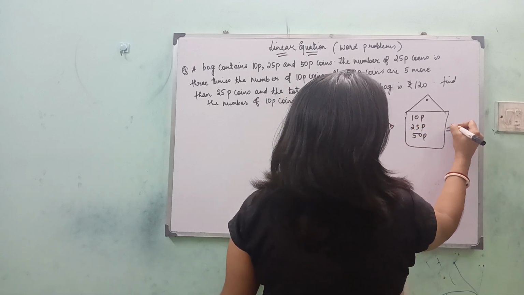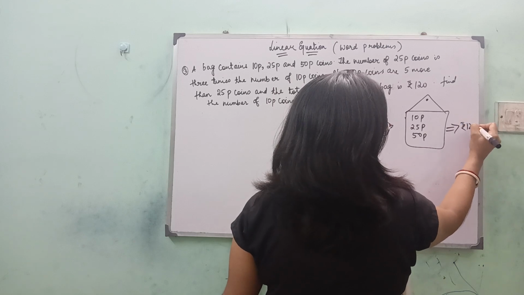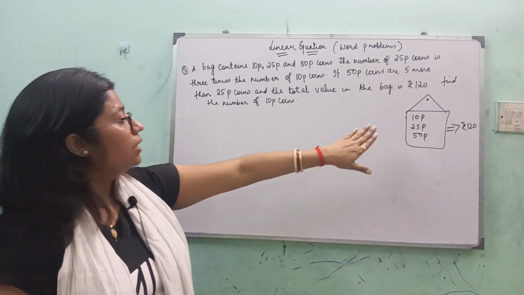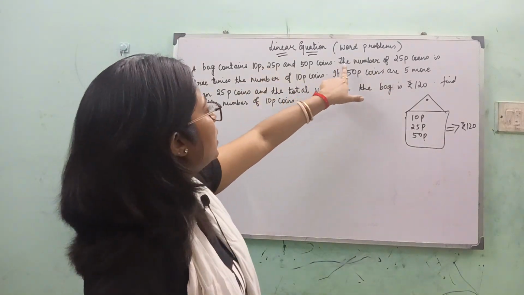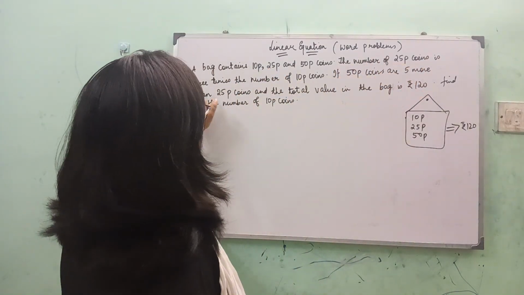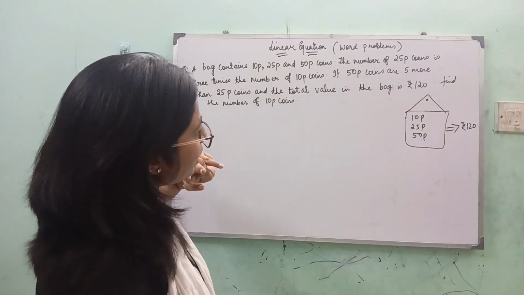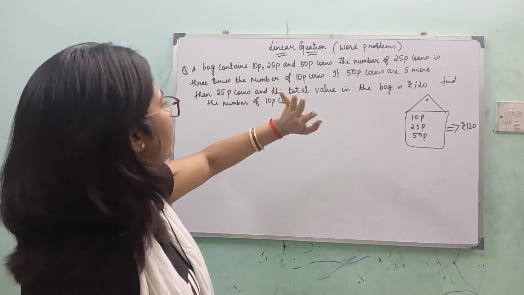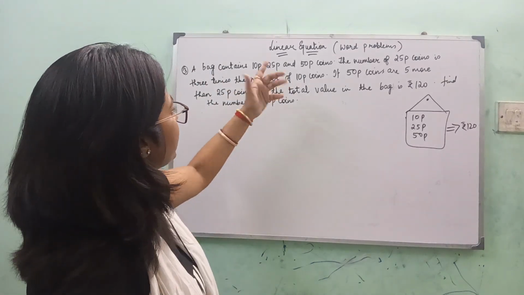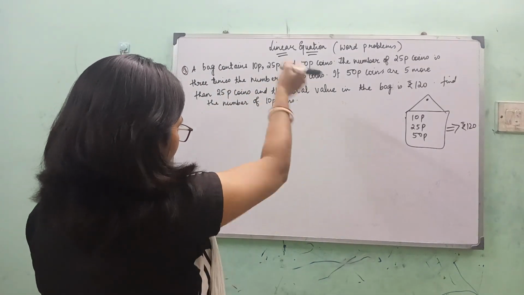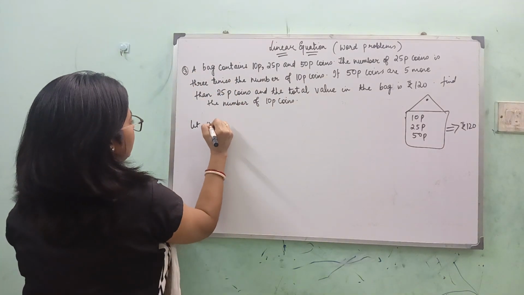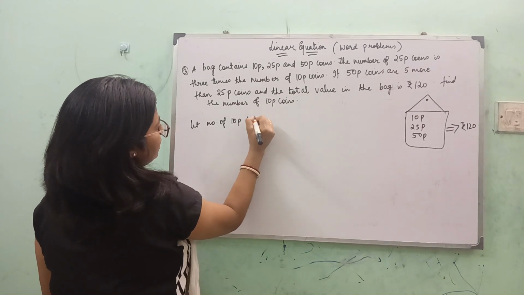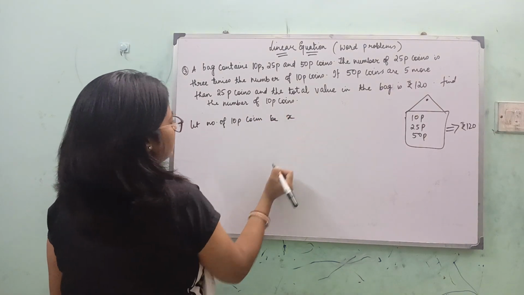And the total amount in the bag is rupees 120. Alright, okay. Now, here conditions are given. The number of 25 paisa coins is 3 times the number of 10 paisa coins, and the number of 50 paisa coins is 5 more than the 25 paisa coins. So everything is depending on the 10 paisa coin. So let us take that to be x. Let the number of 10 paisa coins be x.